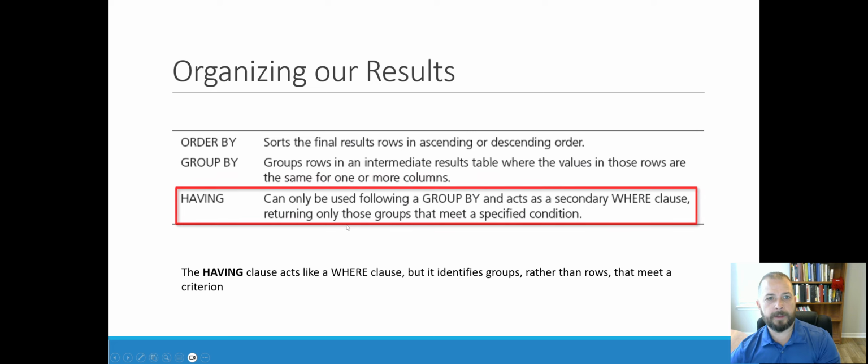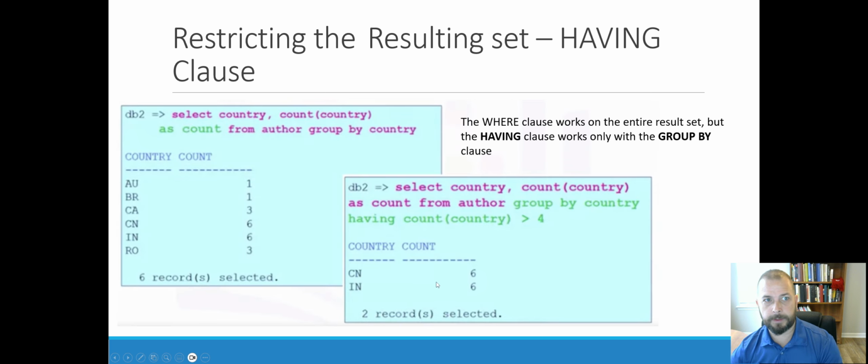And then finally, HAVING can only be used after the GROUP BY and acts as a secondary WHERE clause that allows us to return only those groups that meet a specific criteria. So here we're adding another condition to our statement using the GROUP BY clause. The HAVING clause acts like a WHERE clause, but it identifies groups rather than rows that meet a particular criteria. So here we're restricting the results using the HAVING clause.